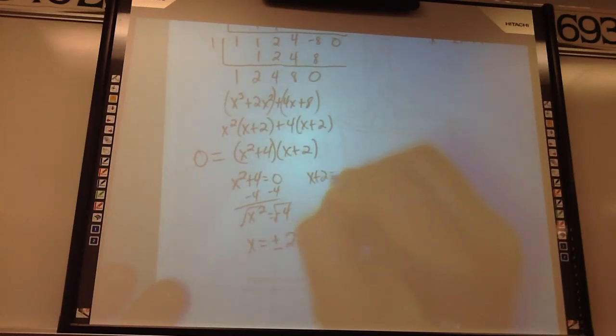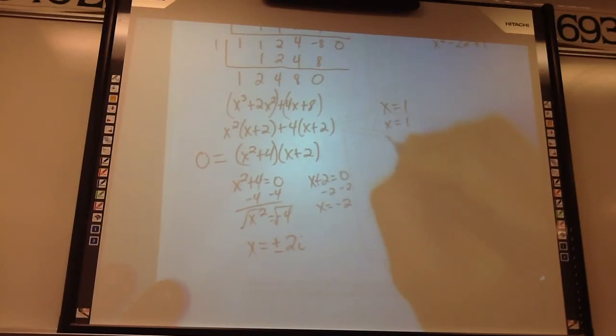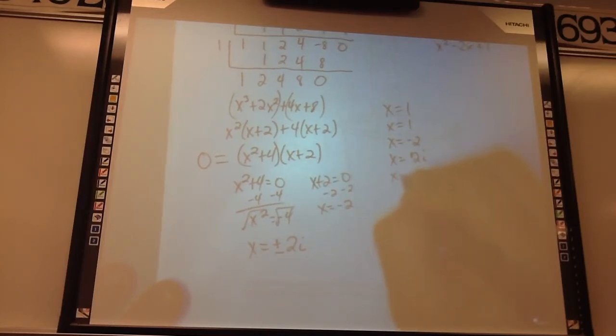So x plus 2 equals 0, subtract 2, negative 2. So now you have all of your x-intercepts. You got 1, 1, negative 2, and then 2i and negative 2i. Those are your 5 x-intercepts.